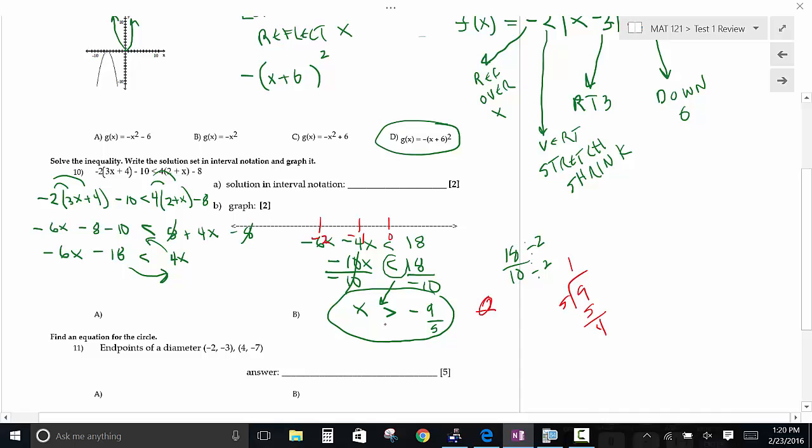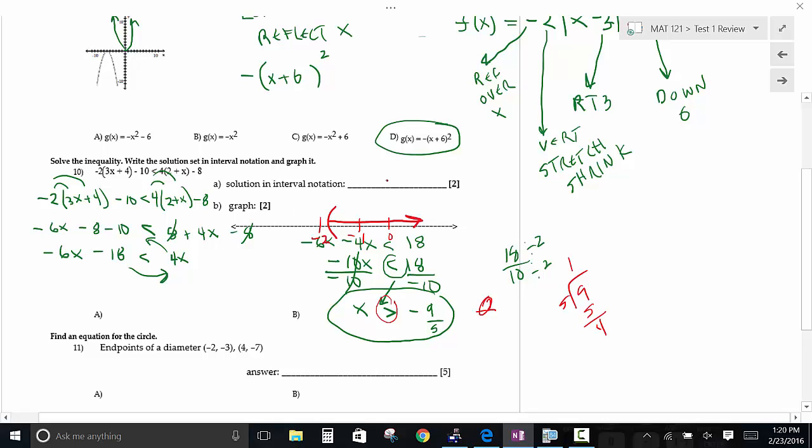Now, since it's greater than, which way do you shade? To the right. Do you use a bracket or parenthesis? Parenthesis. When do you use a bracket? If there's an equal to. So just estimate where it is, put a parenthesis, and then shade all the way to the right like that. That's what your graph looks like.